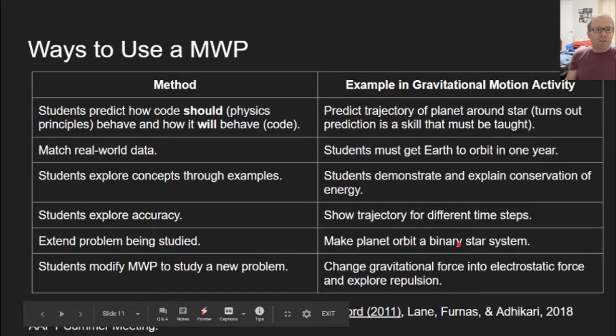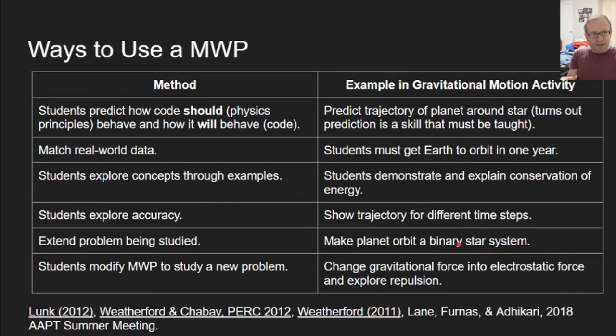Once you have the students in class and they have the minimally working program in front of them, there are several different types of activities you can have them conduct depending on the amount of time you have or the learning objectives for that unit. The first option is students can predict how the code should behave versus how it will behave. This is especially useful in the case where you've omitted the force or you've got the wrong kind of force.